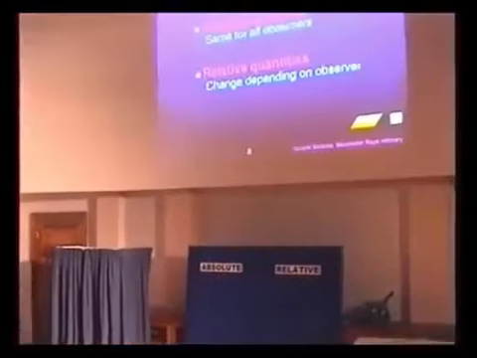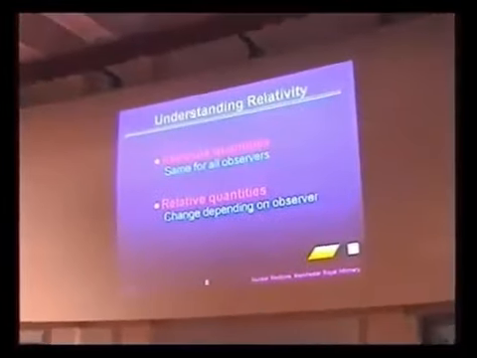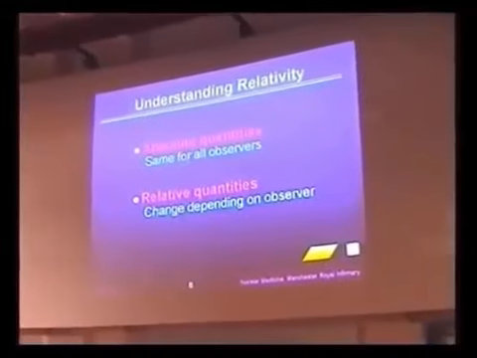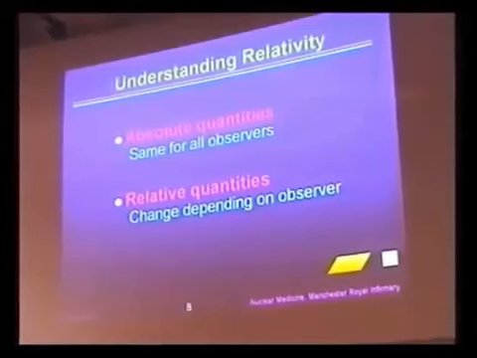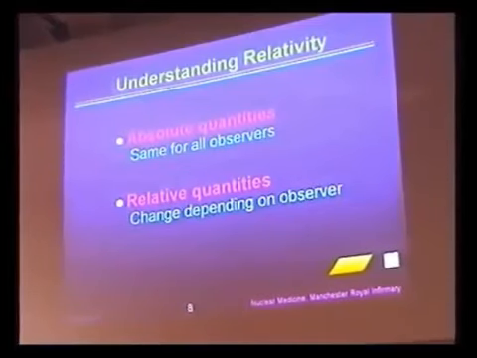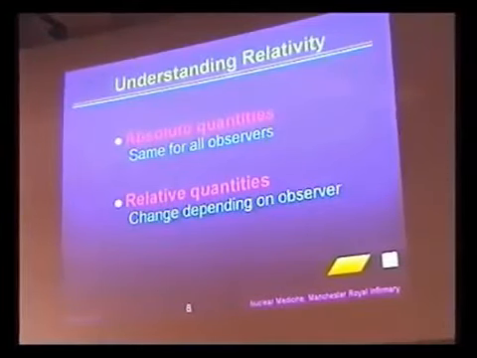In order to understand relativity, we need to understand the difference between absolute quantities, which are the same for all observers, and relative quantities, which change depending on the observer. So we're going to have some demonstrations to demonstrate that.